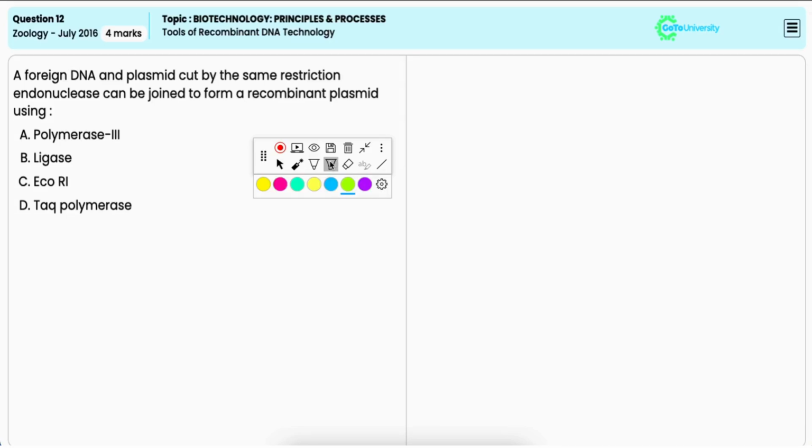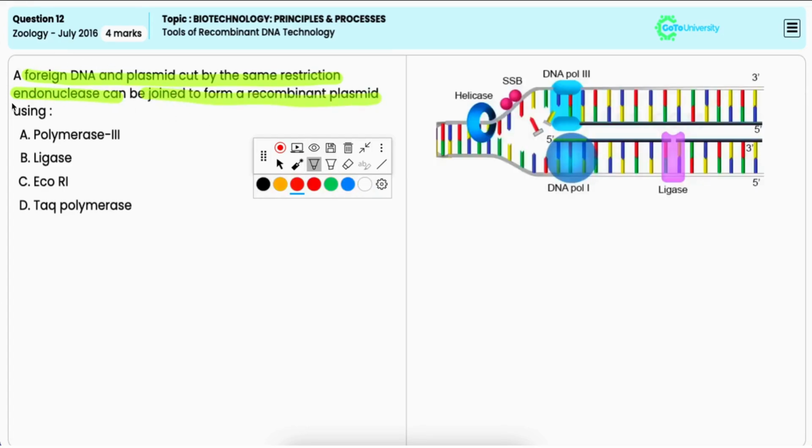In this question, you have to identify the enzyme that is required to join a foreign DNA and a plasmid cut by the same restriction endonuclease to form a recombinant plasmid. Option A, polymerase 3. It is incorrect because it is involved in DNA replication.